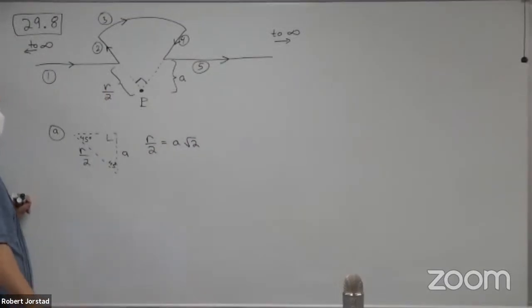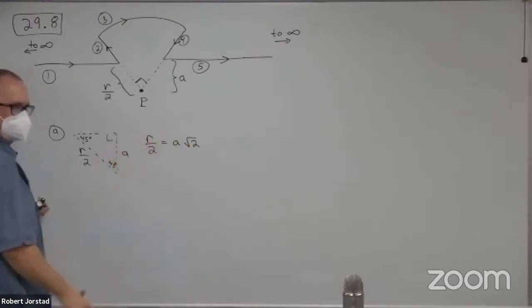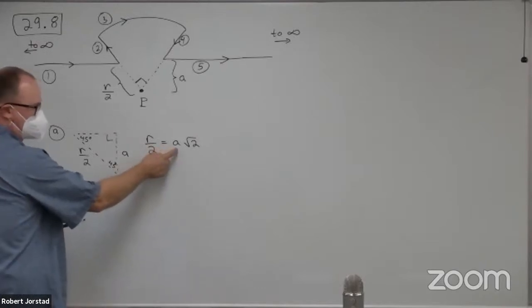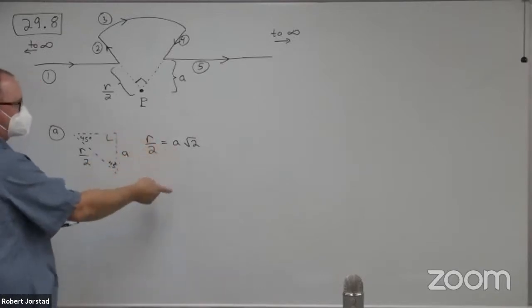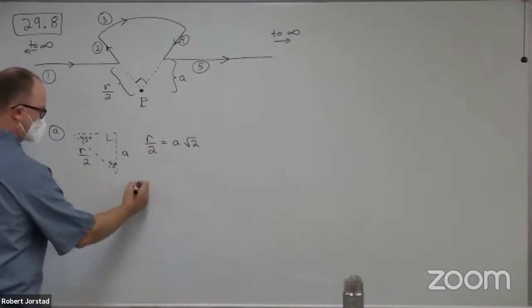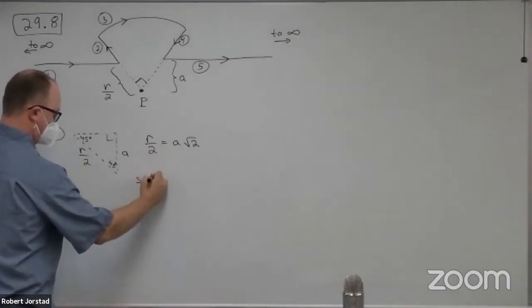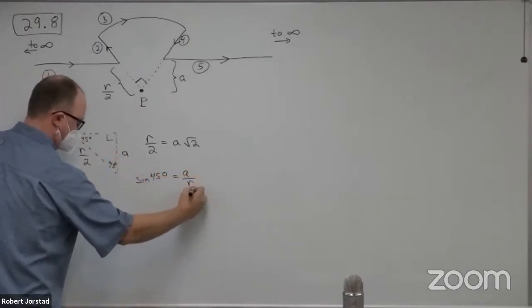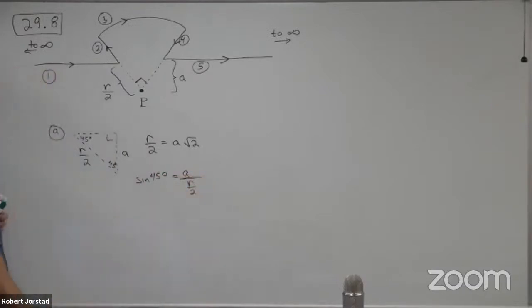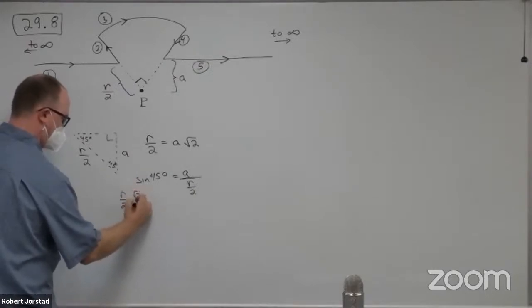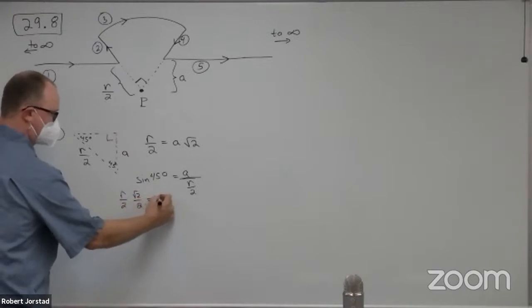Do you agree that we have a relationship between R and A now? This is useful because anything in the problem that has an A in it, I could rewrite in terms of R. Or vice versa, anything that has an R in it, I could rewrite in terms of A. It was just that, nothing fancy there. You could also use sine of 45 degrees, equals A over R over 2. Is that what you were trying to do? If so, that's also a great idea. Then cross multiply: R over 2 times square root of 2 over 2 equals A. You get the same result.